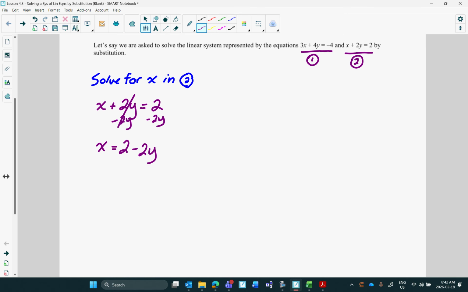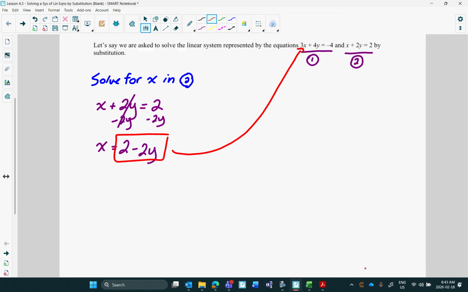Now remember, I'm looking for values of x and y that work in both equations, so that when I do 3 times the x I find plus 4 times the y I find, it'll equal -4. And the x I find and the y I find times 2 added together will equal 2. Okay? So what I am going to do now is take this value of x that I found in equation 2 and plug it in for x in equation 1.